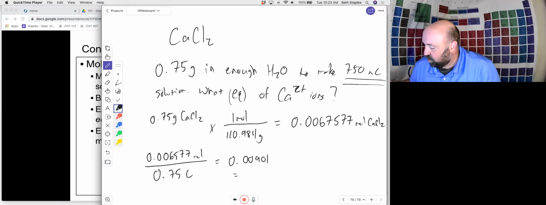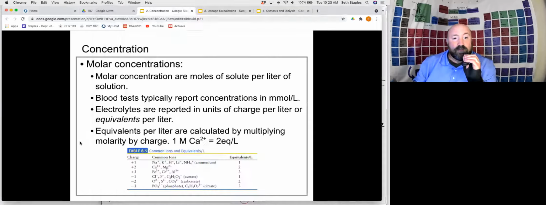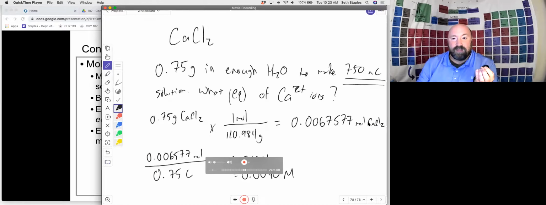I round to 2 significant figures because that's how many I had in my measurements. So molarity of 0.0090 molar. We use a capital M to depict molar. We're not done yet, though. So remember, we wanted to know the equivalence for our Ca2+ ions. So now I'm going to take this molarity and multiply that by the charge on a calcium ion, which is 2+. So I'm going to multiply this by 2.